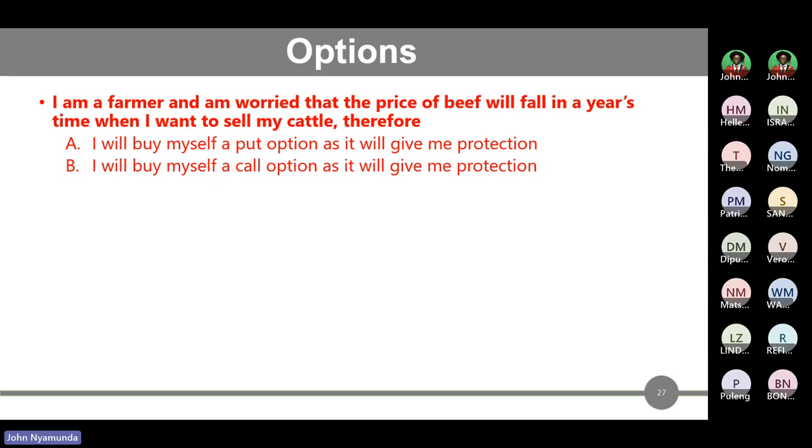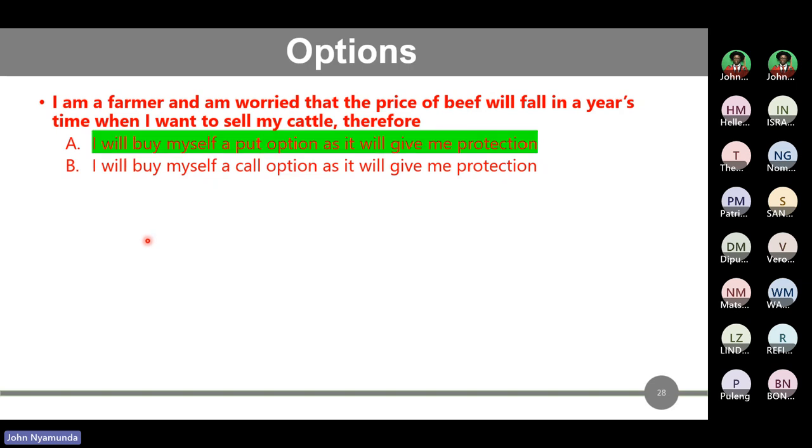Let's see. A, B, B, A, B, B, A, B, B, A, B, B, B, A, A, A, B, B. Okay, cool. So the actual answer is the put option. The giveaway in this question is that I am a farmer and I'm worried that the price of beef will fall next year when I want to sell. So you are holding the underlying asset. That's a giveaway. If I'm holding an underlying asset, usually I need to do the put option. But when Mr. Mansoma asks this question in the exam, sometimes he mixes both. Then it becomes exciting. But as long as you understand the fundamentals.